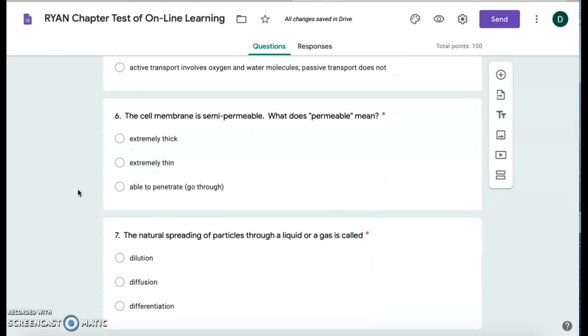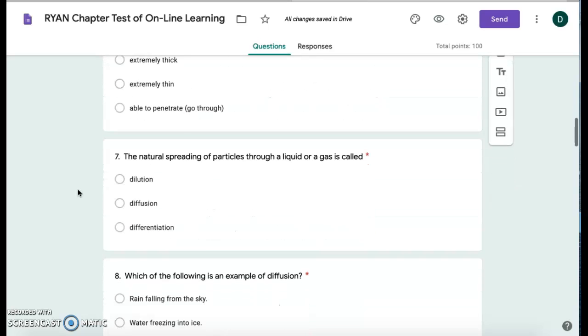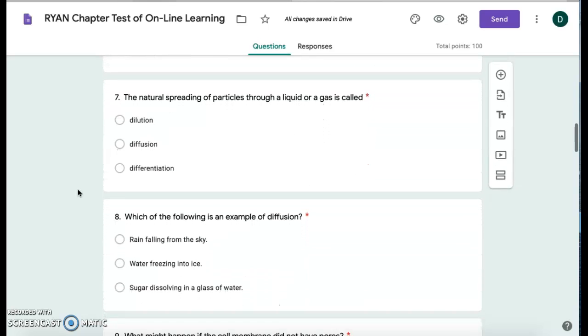Number 6. The cell membrane is semi-permeable. What does permeable mean? Extremely thick, extremely thin, able to penetrate, which means go through. Number 7. The natural spreading of particles through a liquid or a gas is called dilution, diffusion, differentiation.